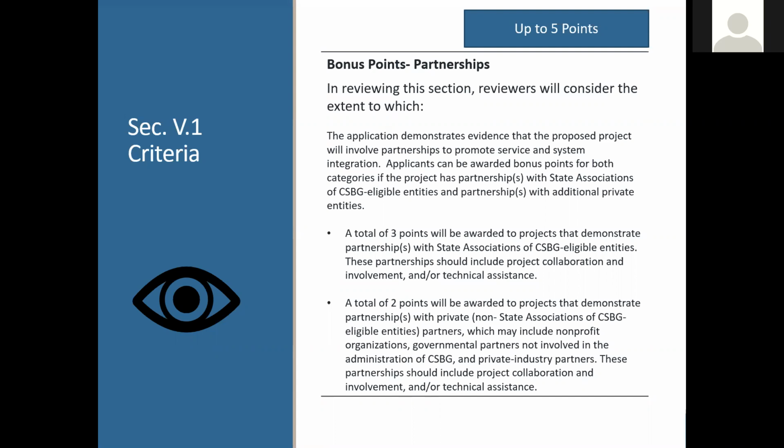A total of 2 points will be awarded to projects that demonstrate partnerships with private partners, which would be non-state associations of CSBG eligible entities, which may include nonprofit organizations, governmental partners not involved in the administration of CSBG, and private industry partners. These partnerships too should include project collaboration and involvement and/or technical assistance. Please note that applicants could be awarded 5 bonus points in total for both categories if the project has partnerships with state associations of CSBG eligible entities and partnerships with additional private entities.